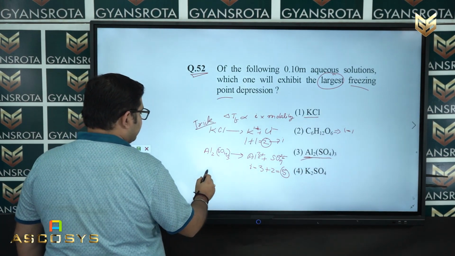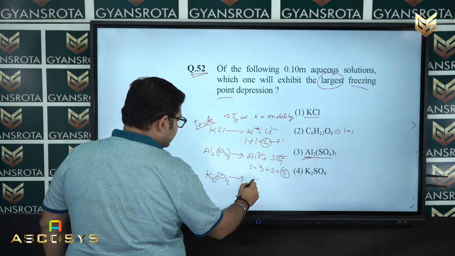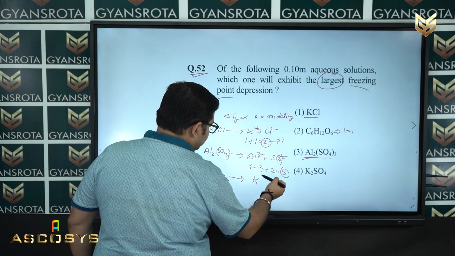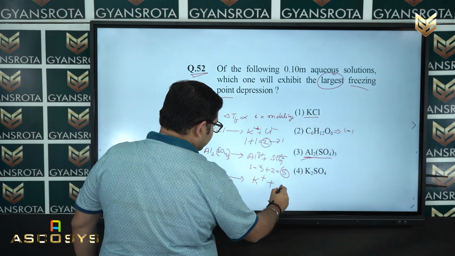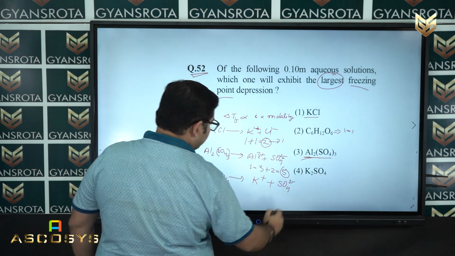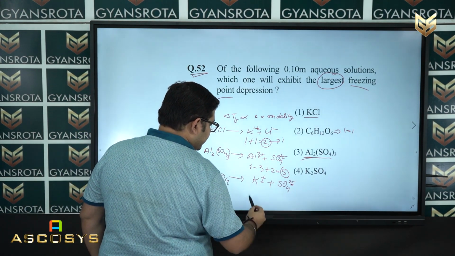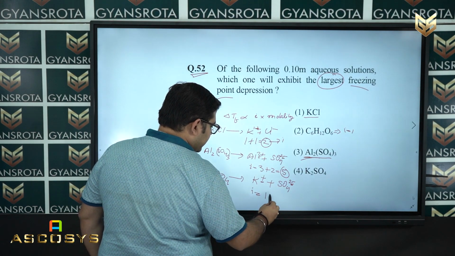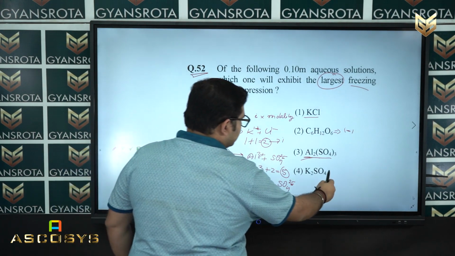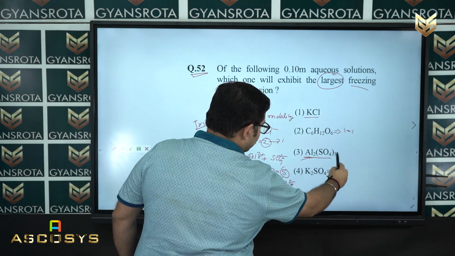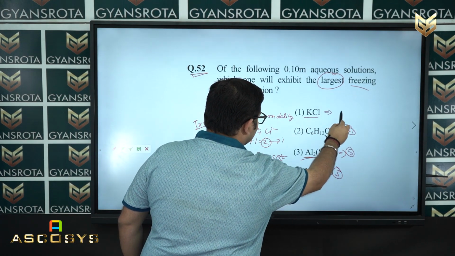Now, K2SO4 will be dissociated as K plus and SO4 2 minus. So, 2 will be there, 1 will be there. So, i equals 2 plus 1, that is 3. For this one it will be 3. For this one it will be 5. For this one it will be 1, and for this one also 1.